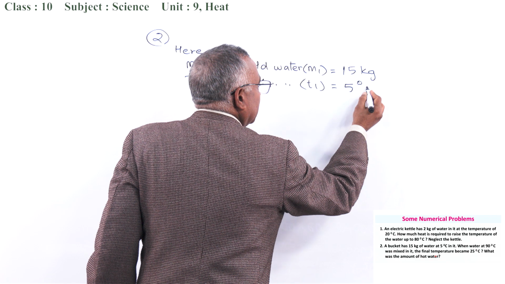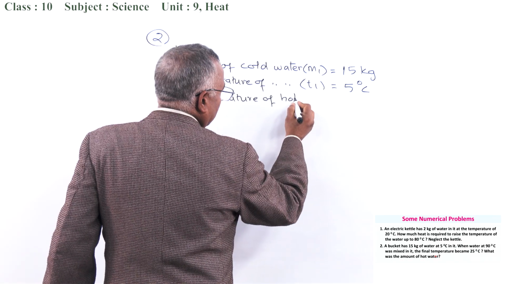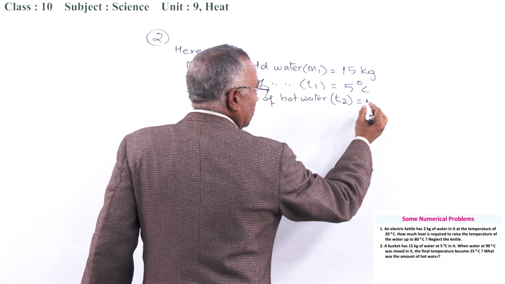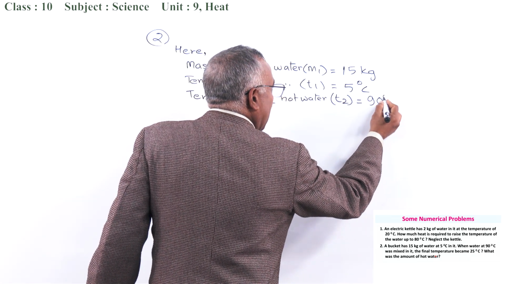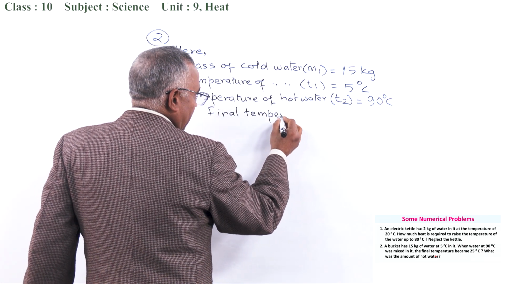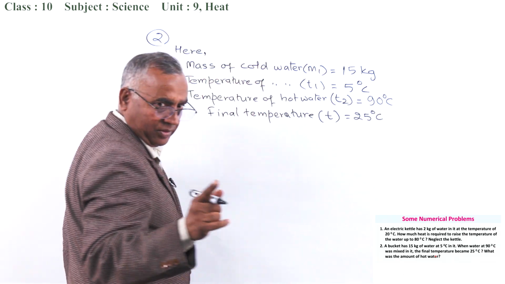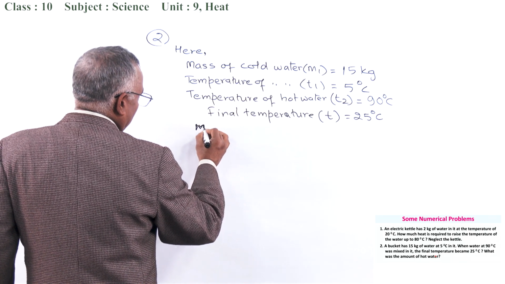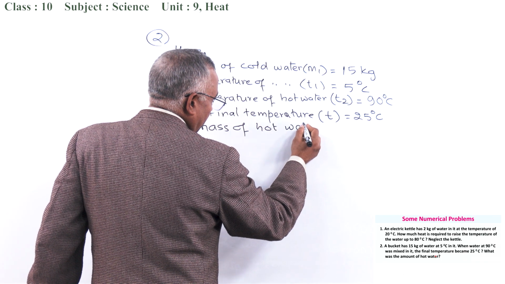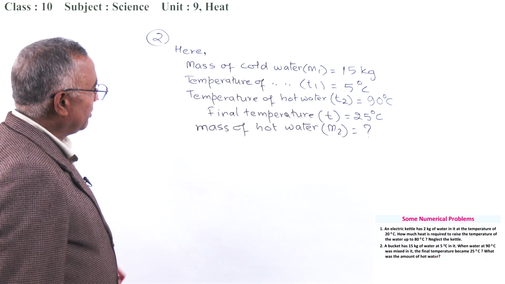The temperature of cold water, that is T1, is 5 degrees Celsius. Now, the temperature of the hot water which is mixed in it, that is T2, not the final temperature. T2 is the temperature of hot water, 90 degrees Celsius. When they are mixed together, the final temperature becomes different, lesser than 90 and greater than 5. The temperature T I am considering is 25 degrees Celsius. And you have to find out the mass of hot water, that is m2. These are the values given in the numerical.